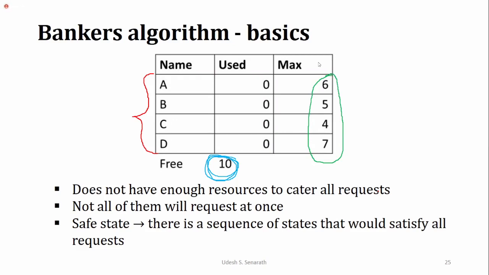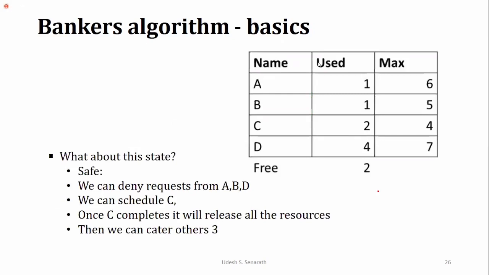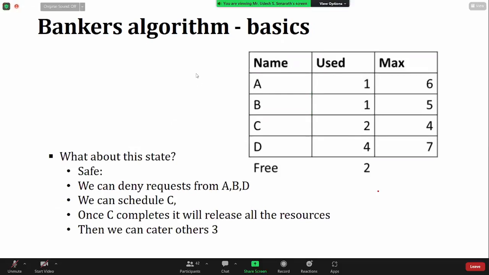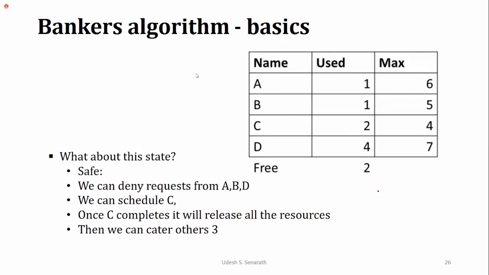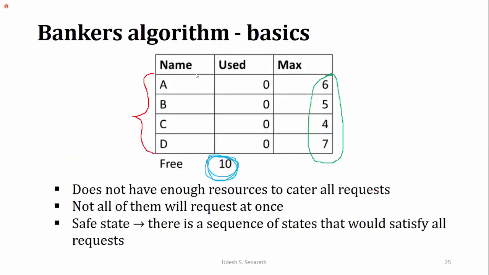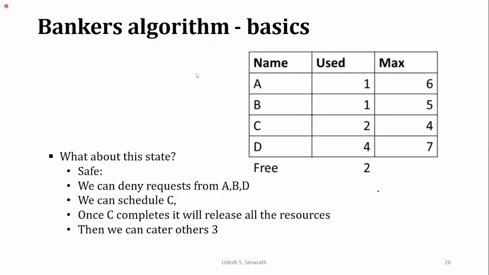Right? So, we are considering a safe state. There is a sequence of states that would satisfy all the requests. Yes, of course, according to a sequence, we can satisfy all the requests, right? Okay. What about the state? Okay, safe.